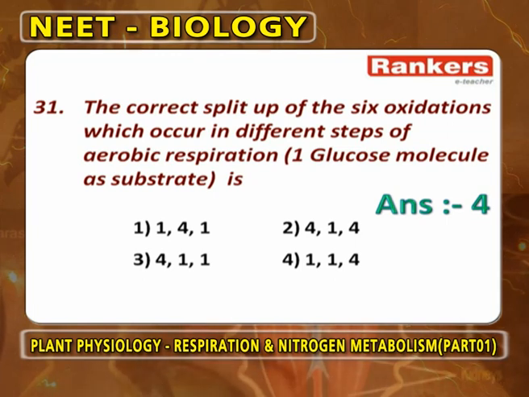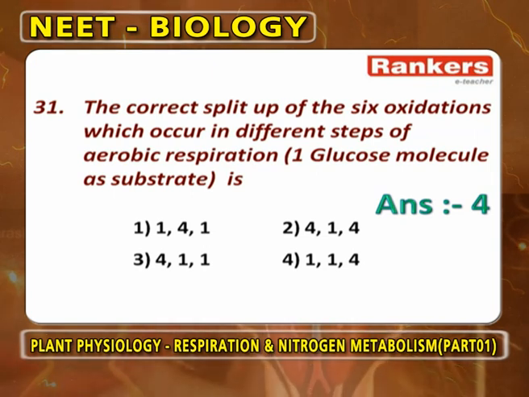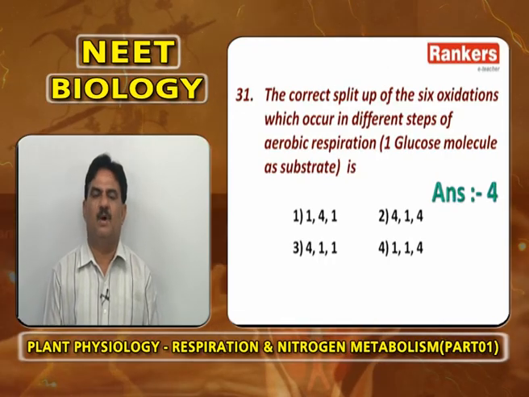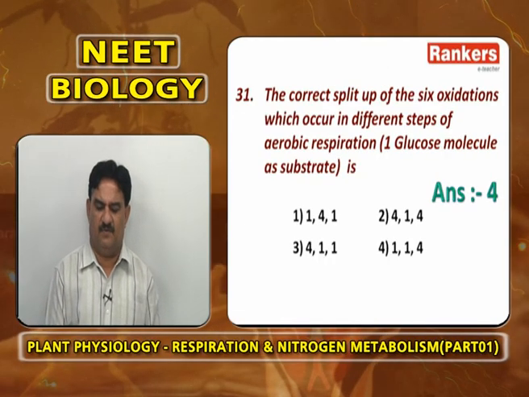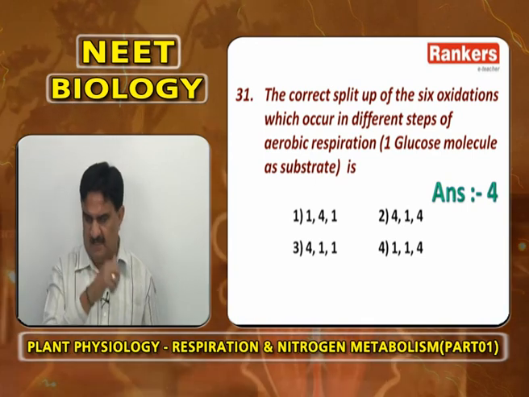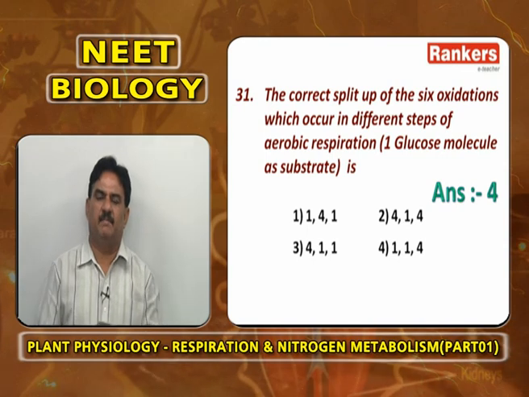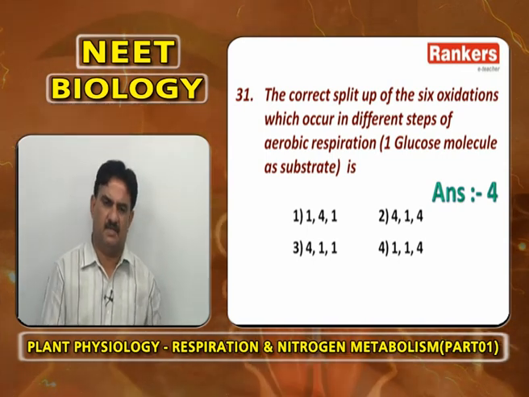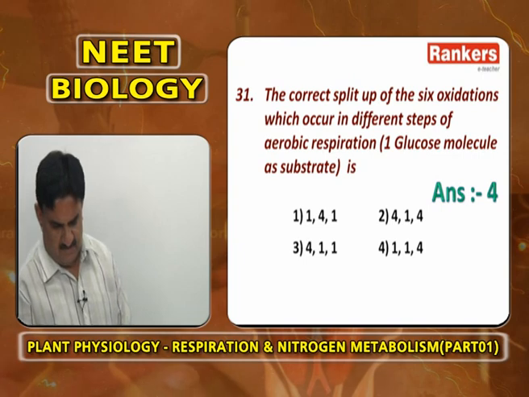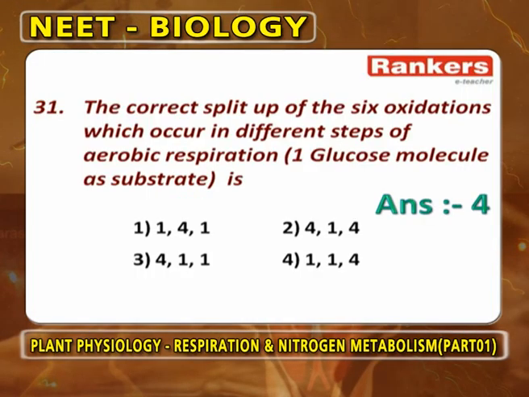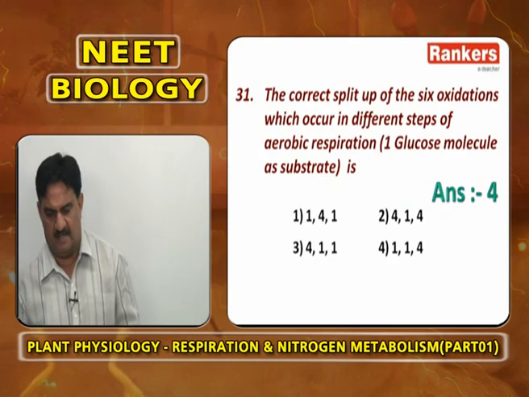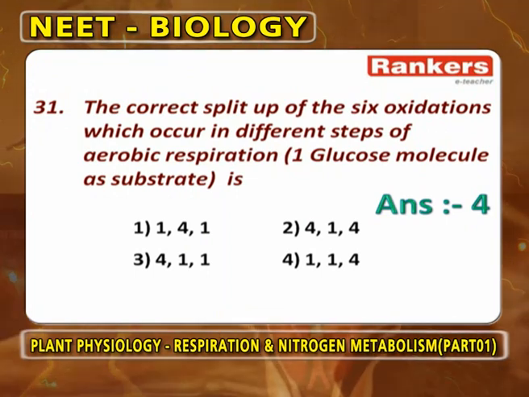The correct split up of the 6 oxidations which occur in different steps of aerobic respiration of 1 glucose molecule is 1 in glycolysis, 1 in between glycolysis and Krebs cycle, 4 in Krebs cycle. So the correct split is 1, 1, 4. How? 1 in glycolysis, 1 in between glycolysis and Krebs cycle, which occurs in the mitochondrial matrix, the conversion of pyruvic acid to acetyl coenzyme A, and 4 in Krebs cycle. So the answer is the fourth one, 1, 1, 4.